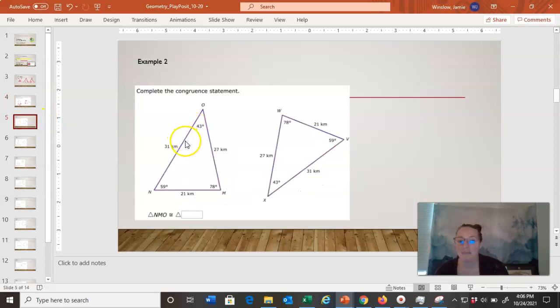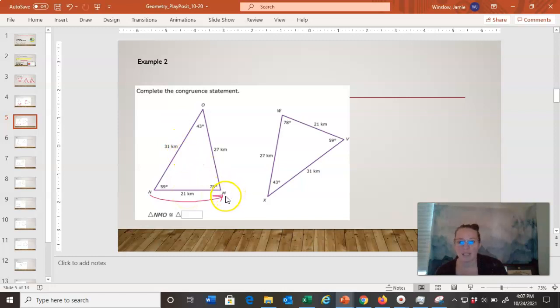Here's another example. Remember, at any time, even if I don't have a pause built in for you into the PlayPosit, you guys can press pause and try these on your own. I highly encourage that. So let's see, they have NMO. Let's use the side lengths this time. We start with N and we go to M. That's the 21.